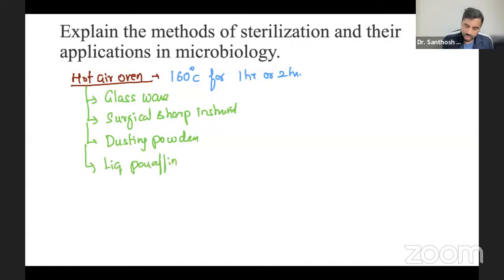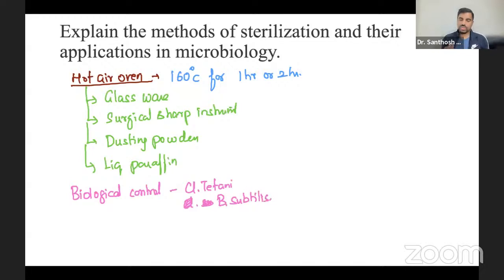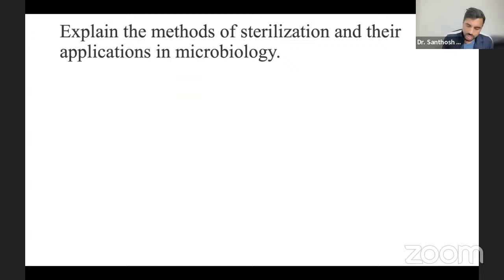And you have to always write a control, always a control for the hot air oven and for everything. So the biological control, which bacteria are we using here? Clostridium tetani and Bacillus subtilis. These are the two biological controls you're using: spores of these two, tetani and subtilis. Even Geobacillus you can write, but these two are more than enough.